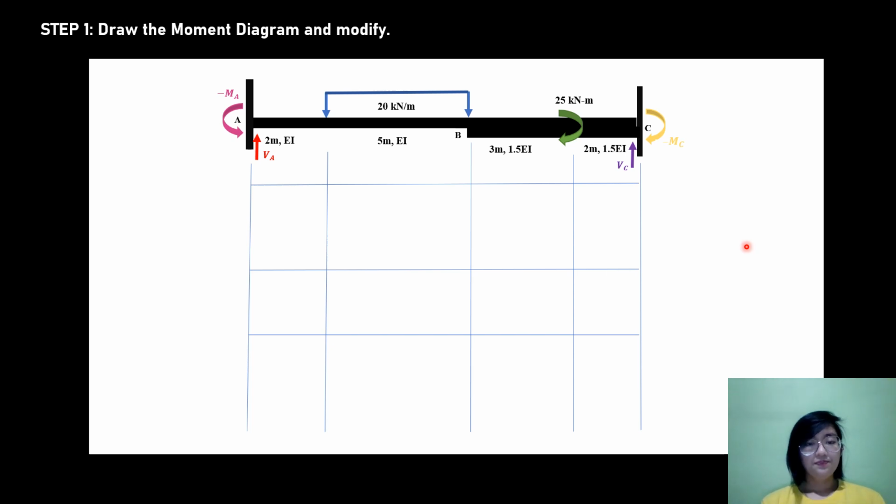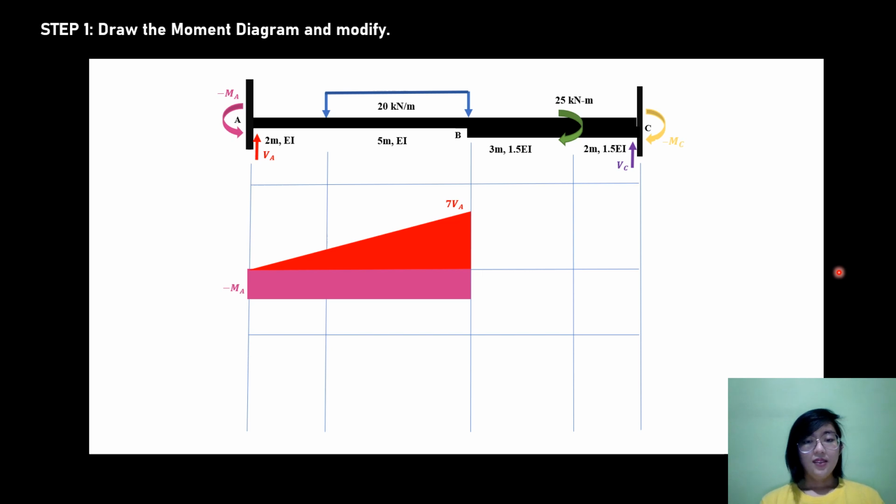Now, let's start. So, VA. Ano yung moment ng VA papuntang point B? So, VA times yung distance niya, which is 7. So we have 7 VA. Next is yung MA naman. So, negative MA kasi yung sign convention natin. Sa VC naman is VC times yung distance, which is 3 plus 2. So, 5. So, we have 5 VC.